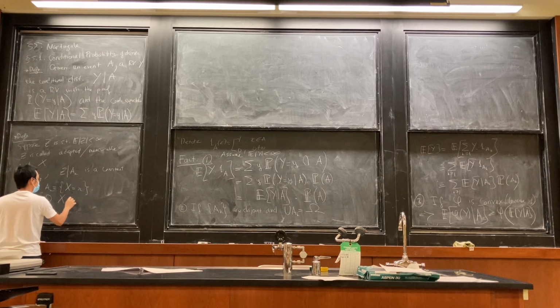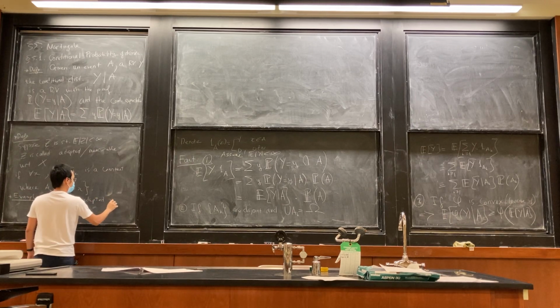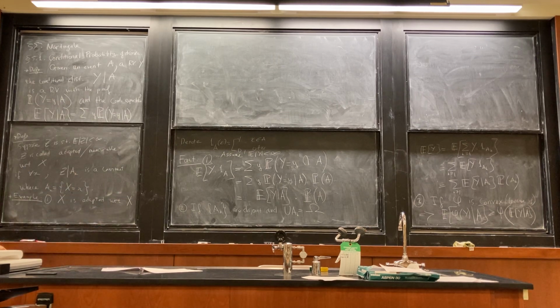Let's give an example to illustrate. X is adapted with respect to X. What does that mean? It's clear that if I tell you X is equal to little x, what is the value of this random variable?